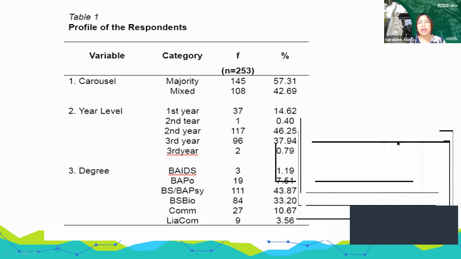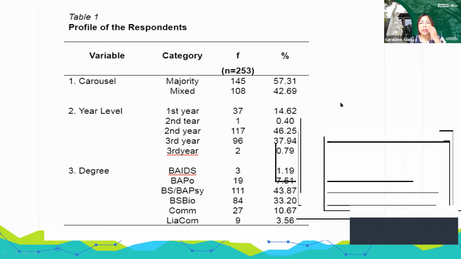This is how you present the profile of the respondents. You use the APA format. In the APA format, there are only three horizontal lines. There are no borders and no vertical lines. Tatlo gid lang ka lines, and you put tables. If this is the first table that you are going to show in your results, then that would be Table 1. Again, if the first question in your research is the profile of the respondents, the statistical treatment is frequency count and percentages only.